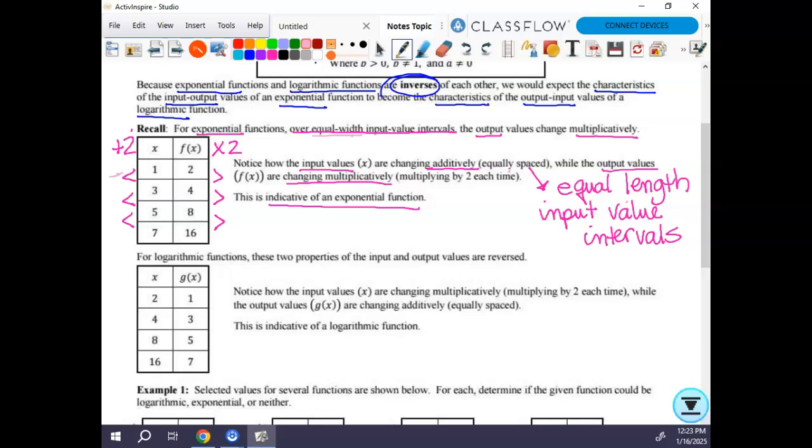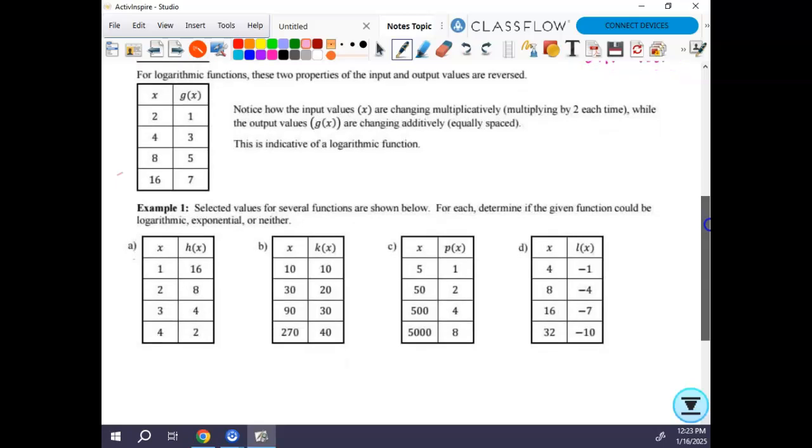All right. So then for logarithmic functions, so that other one was the recall, right? These 2 properties of input and output are reversed, because that's what happens with inverses, and they are inverses of each other. So here, when I look at my inputs, I'm not adding 2 every time. I'm multiplying by 2. So my inputs are changing multiplicatively. And then the outputs, I'm adding 2 each time. So they are changing additively.